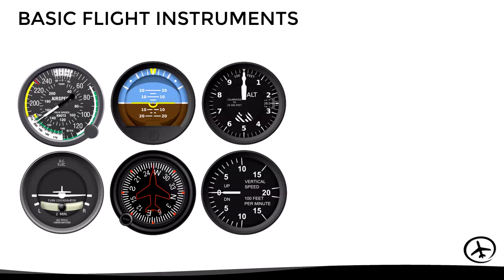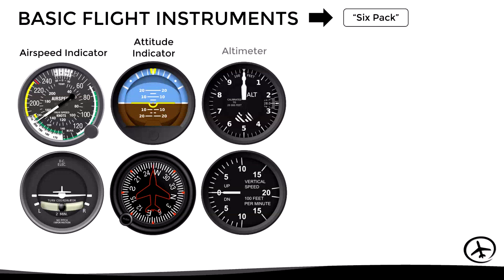Due to the fact that there are 6 instruments, and they are in this arrangement, they are sometimes referred to as the 6-pack. Here we can find the airspeed indicator, the attitude indicator, the altimeter, the turn coordinator, the heading indicator, and the vertical speed indicator.